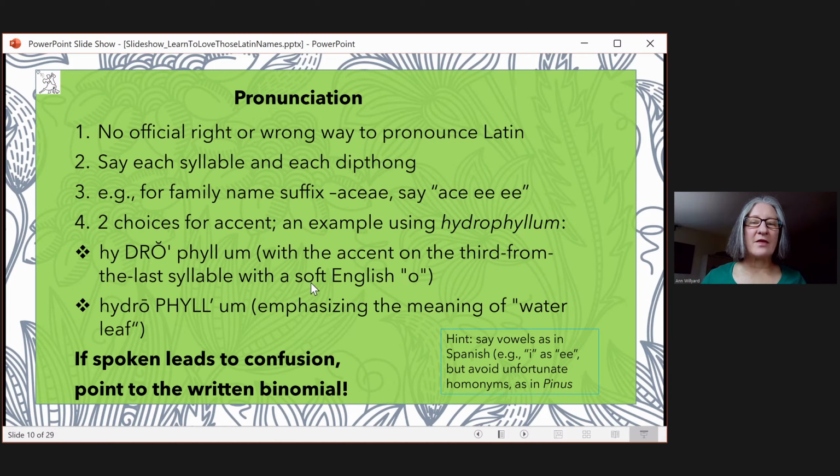So diphthongs are a pain in the neck, but when we add a family name suffix, and we'll come into this in more detail, it's A-C-E-A-E, which is very intimidating for speakers of any language. What botanists, most of them, do is pronounce it ace-e. So you see this as ace-e-e. There's actually two choices for accent, and I'm going to tell you that neither one is officially wrong.